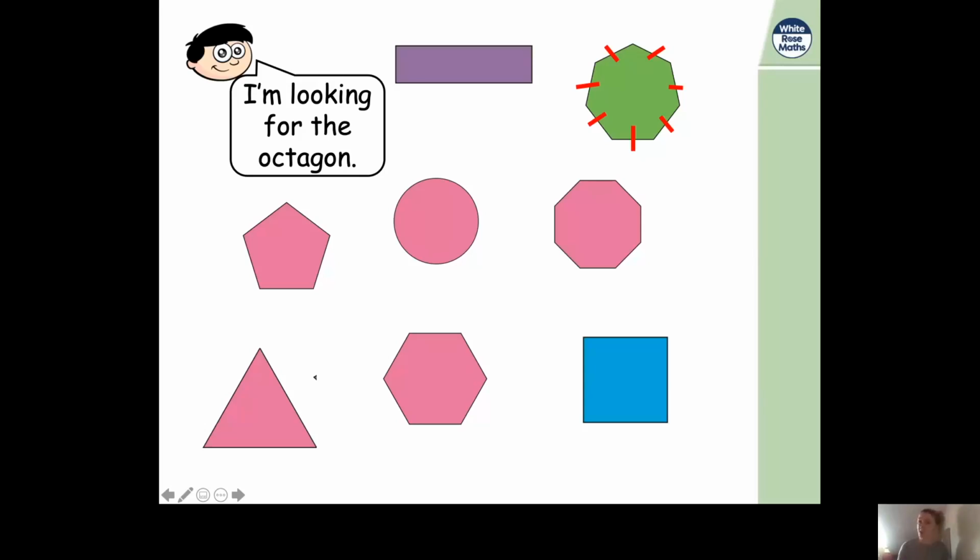So let's try the pink shape underneath that, shall we? So we've got 1 side, 2 sides, 3 sides, 4, 5, 6, 7, and we've got 1 more side, which makes 8. So there we go, we have found our octagon, which has 8 sides, and we can remember that by thinking of an octopus that has 8 tentacles. Fantastic. Well done if you were able to spot the octagon.